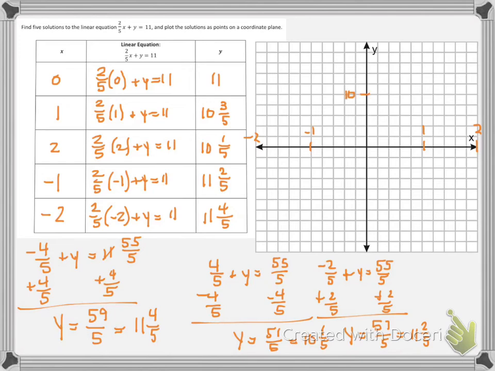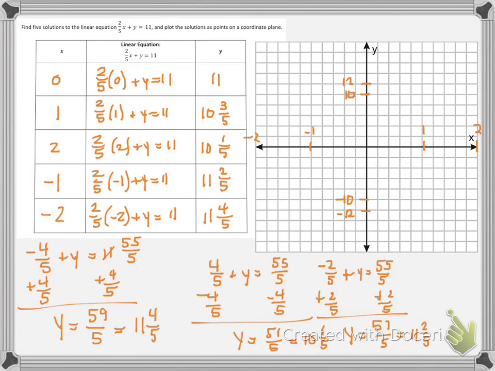And -10 would be here. And the next would be -12. So -12 would be right here. So all of our answers on the y value are going to be between the 10 and the 12. But here we go. Let's plot them and see what we get.